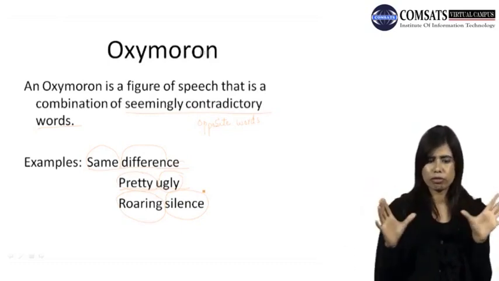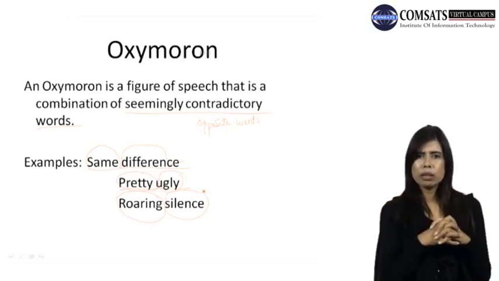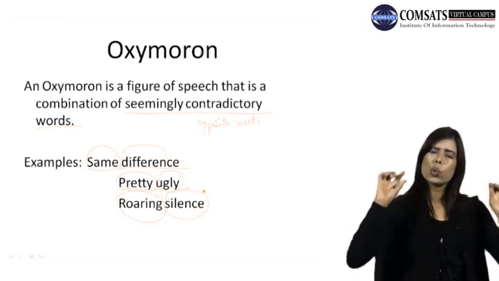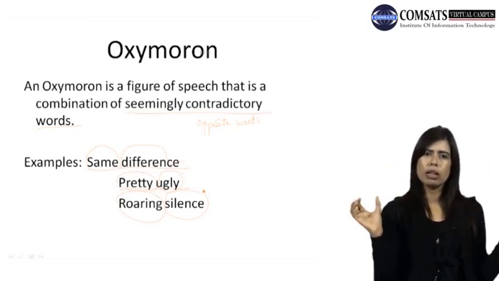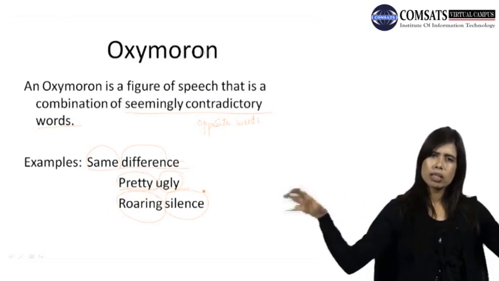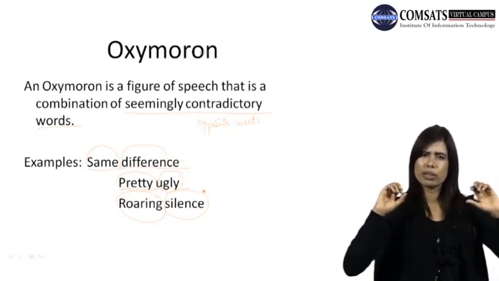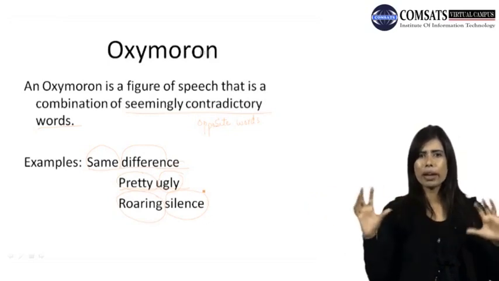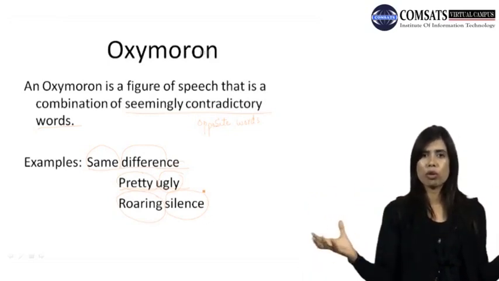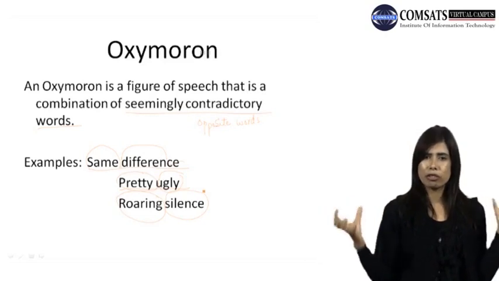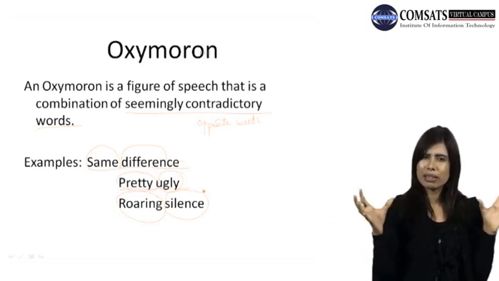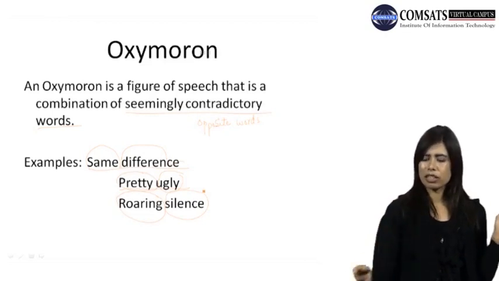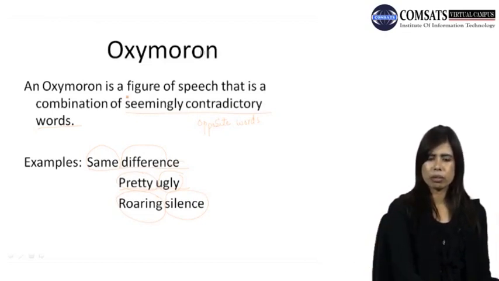For example, same and difference. Okay. Pretty plus ugly. Okay. So what is basically the point here? Pretty plus ugly. What do you think, my dear students? Pretty is the opposite of ugly. Okay. And roaring plus silence, fine, both are opposite. Roaring is full of noise and silence is the opposite of roaring. So what is basically this? Don't worry, this is oxymoron.